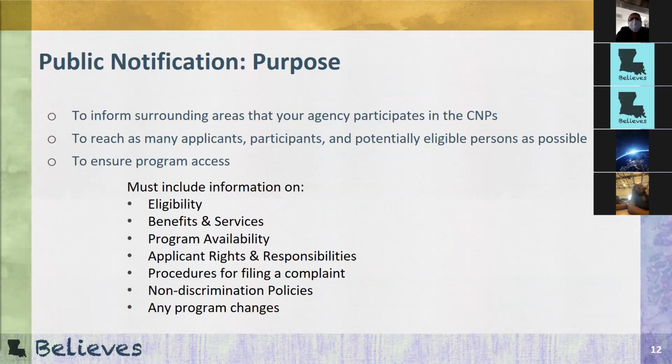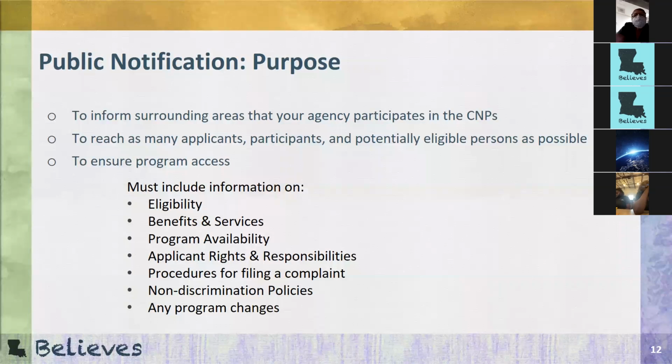All FNS assistance programs must include a public notification system. The purpose of a public notification is to inform applicants, participants, and potentially eligible persons of the program availability, program rights and responsibilities, the policy of non-discrimination, and the procedure for filing a complaint. Through public outreach, SFAs are trying to ensure program access to as many potential participants as possible.